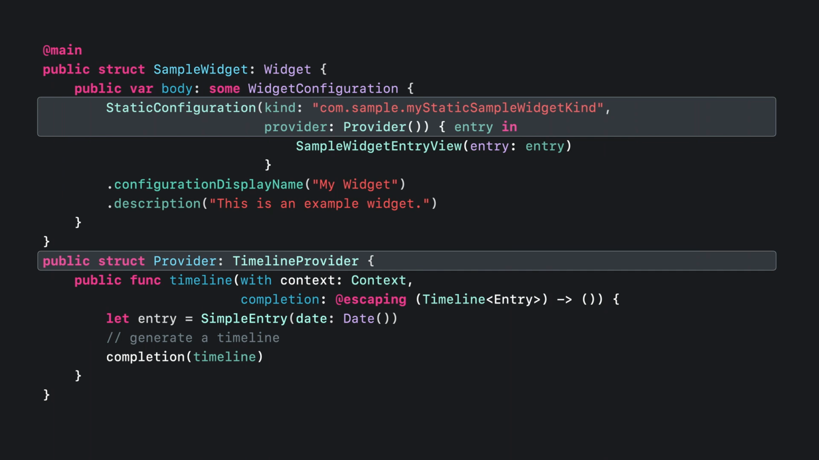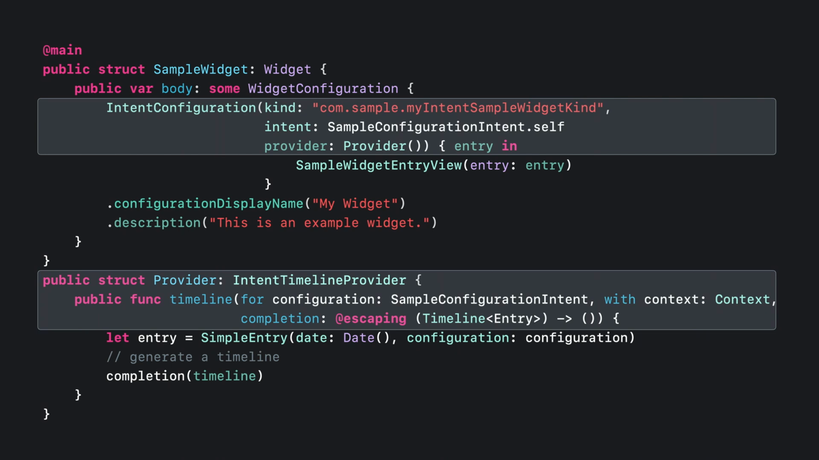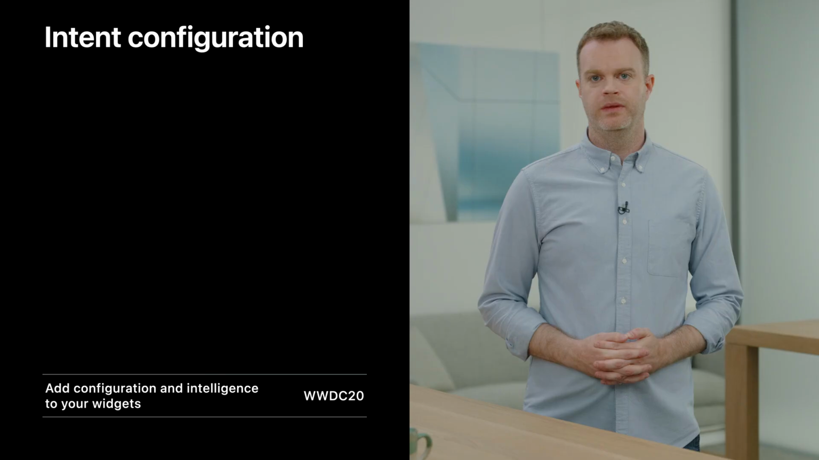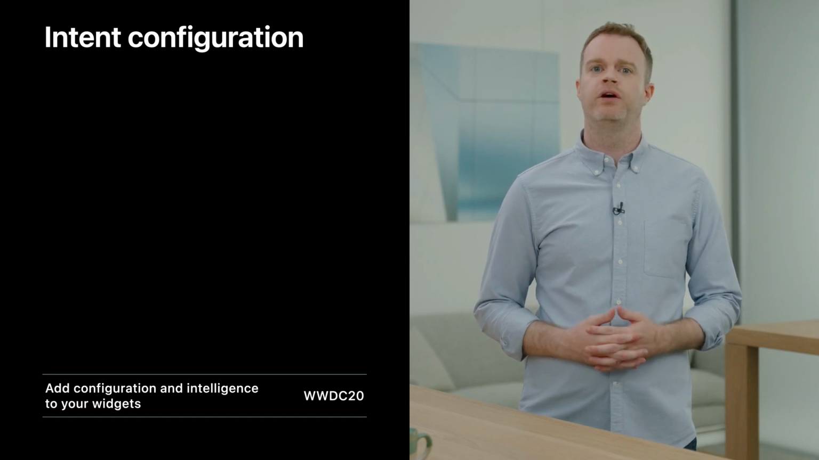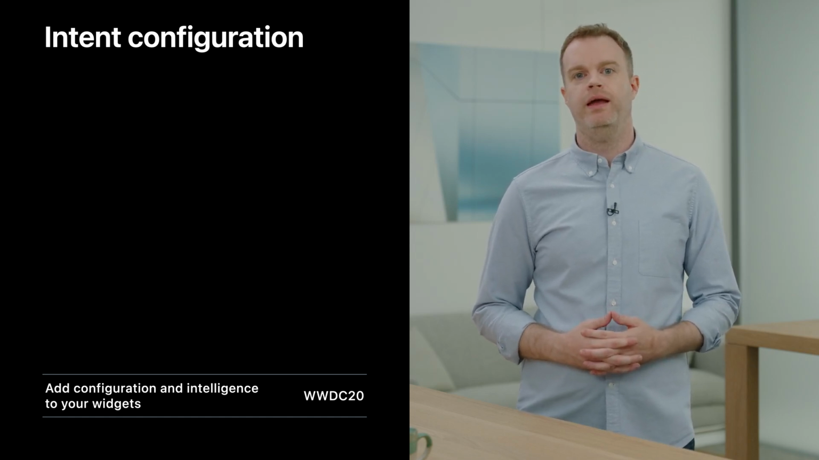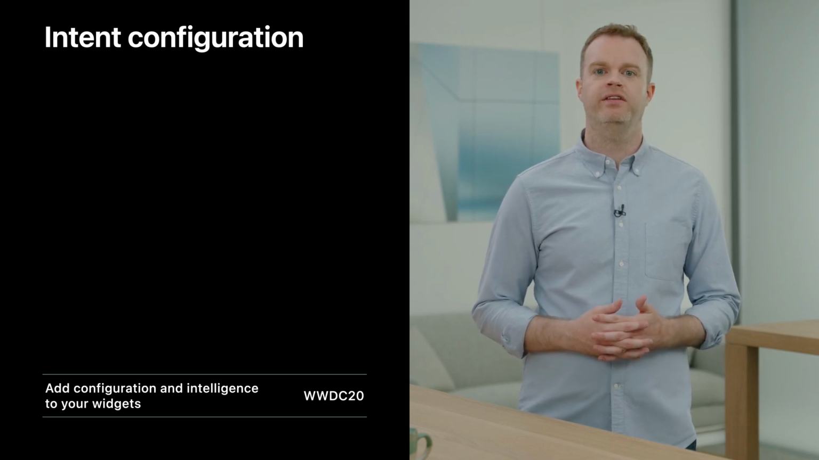Let's contrast that with an intent configuration. All that's different here is that the static configuration is replaced by an intent configuration, and the timeline provider is replaced by an intent timeline provider. Each of these has a slightly modified interface to support intents, and this is so you can receive the user-configured intent when populating your timeline. For a more detailed look at creating and configuring intents for widgets, including an overview on the various data types supported and what they look like from the config UI, check out the Add Configuration and Intelligence to Your Widgets talk from WWDC 2020.